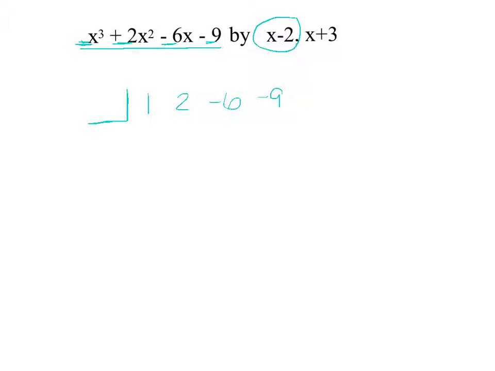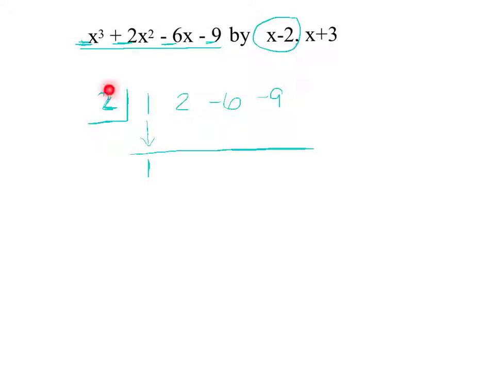Now, in this little rectangular box here that I have, I'm going to take this number and put it there, but I'm always going to put the opposite of it. So it says x minus 2, so I'm going to put a positive 2 here. All right. Now, I will leave a space underneath, and I'll draw a line. All right, so here's what happens. You're going to take your first number and you're going to drop it straight down to underneath. So that'll be a 1 right there.